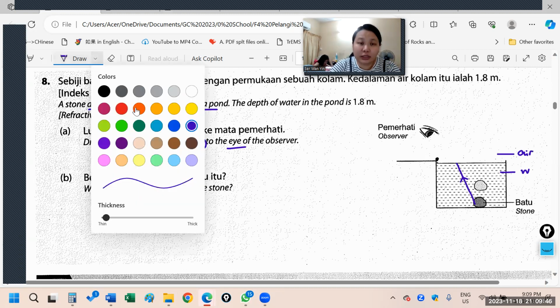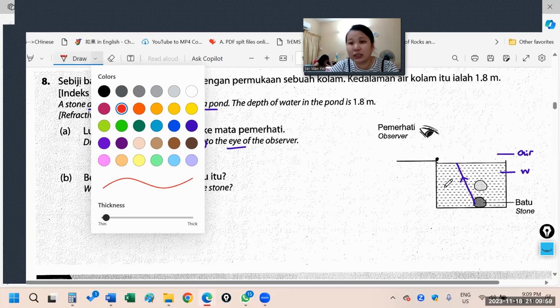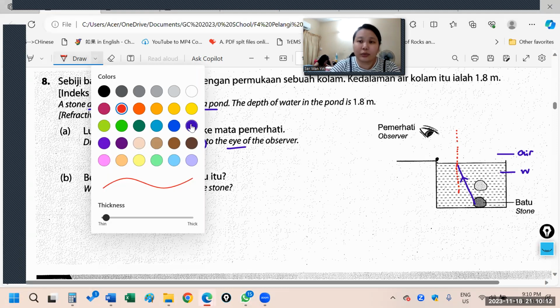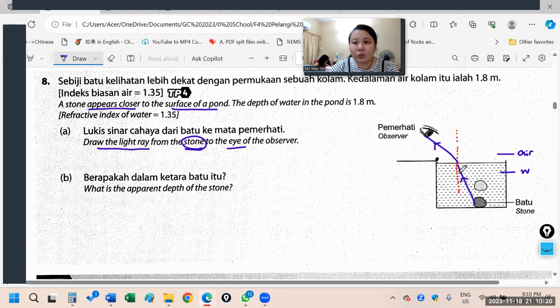Then on the boundary, what should we draw? Yeah, draw the normal. And then we know that from water to air, it will refract away from the normal. But our eyes think that the light goes straight, so we will see our image here. Our brains think that the light goes straight, so we see the stone is closer to us. It's not that deep.